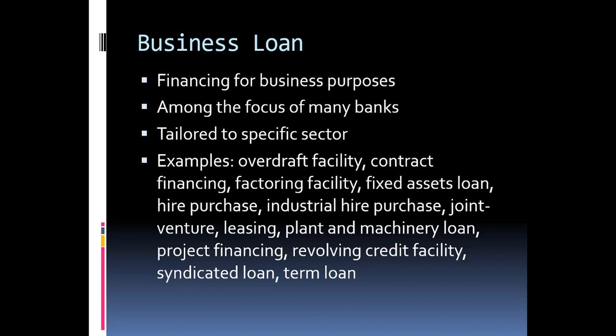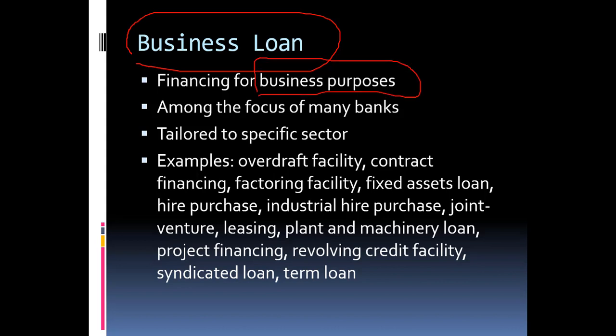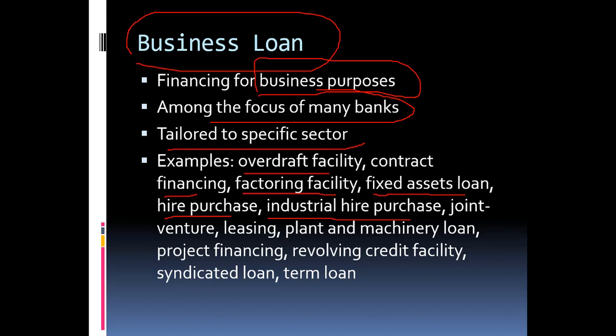Next we refer to the business loans. This is financing only for business purposes, meaning we use it for business operations, like buying machines, material and so on, and it is among the focus of many banks and tailored to specific sectors. For example, we have overdraft facility, contract financing, factoring facilities, fixed asset loans, hire purchase, industrial hire purchase, joint venture, leasing, plant and machinery loans, project financing, revolving credit facilities, syndicated loan, and also term loans.